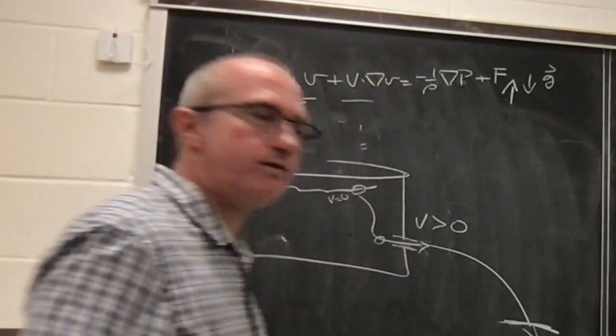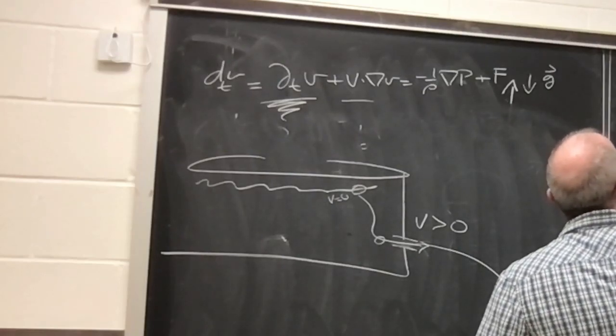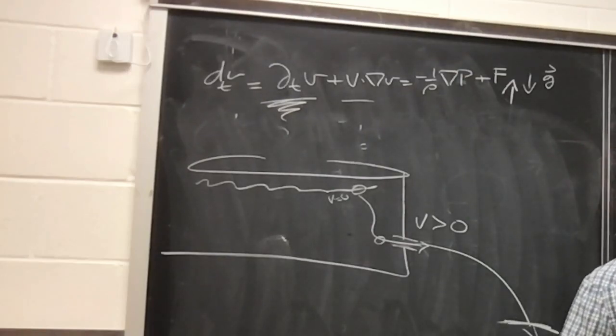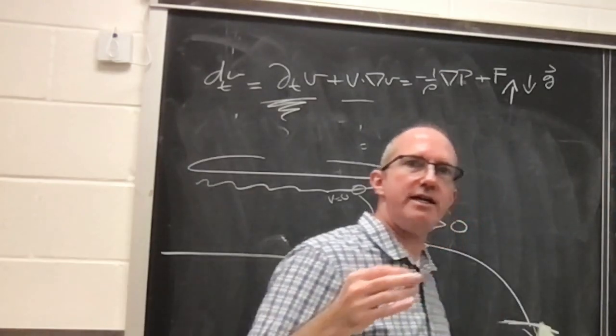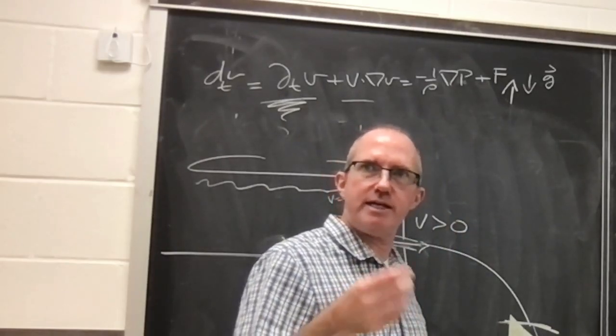One of my favorite vector identities: grad of A dot B equals A cross curl B plus B cross curl A plus A dot grad B plus B dot grad A. This is a vector identity that you solve with the Levi-Civita symbols and some identities with the Levi-Civita.